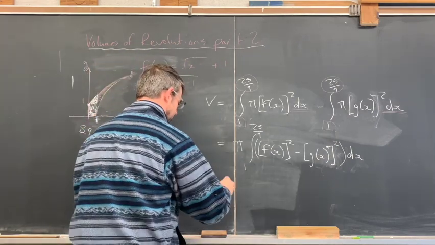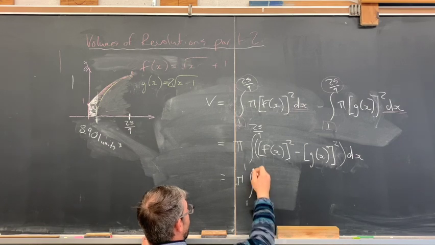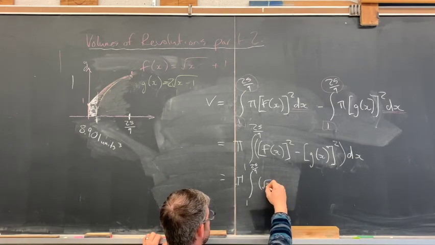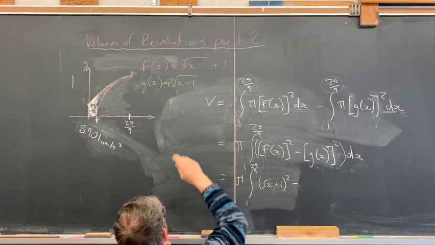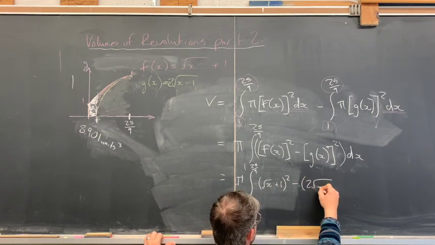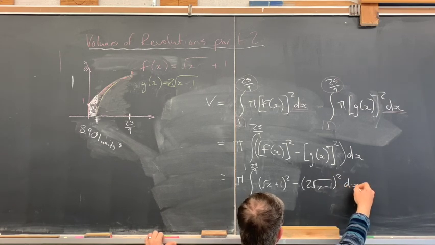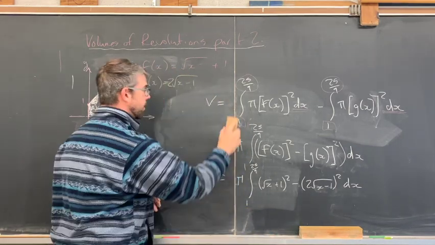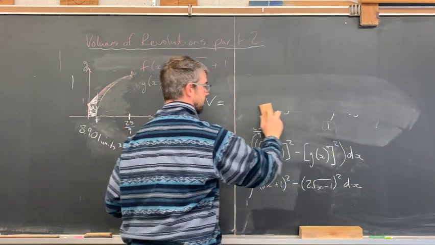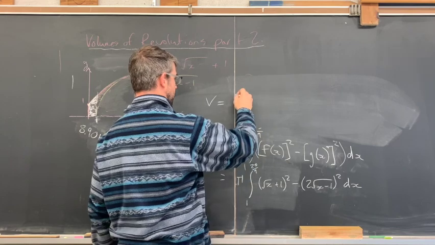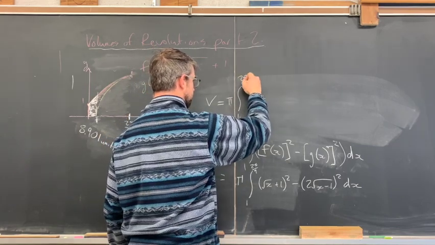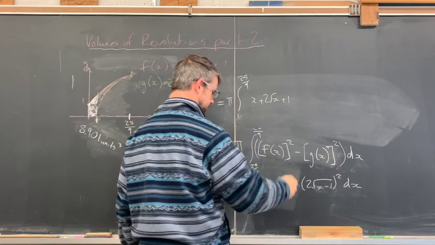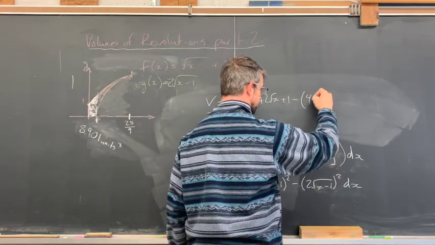Okay, and then now we just substitute. So we have pi times the integral from 1 to 25 over 9 of f of x squared. Now f of x was the square root of x plus 1, so that's square root of x plus 1 squared, minus g of x, which was simply 2 root x minus 1 squared, dx. Squaring both of these, I'm running out of room here, so I am going to write back up top. Squaring the first term, it is a binomial, so I'm going to have x plus 2 root x plus 1. Squaring the second term, I'm going to have 4 times x minus 1.